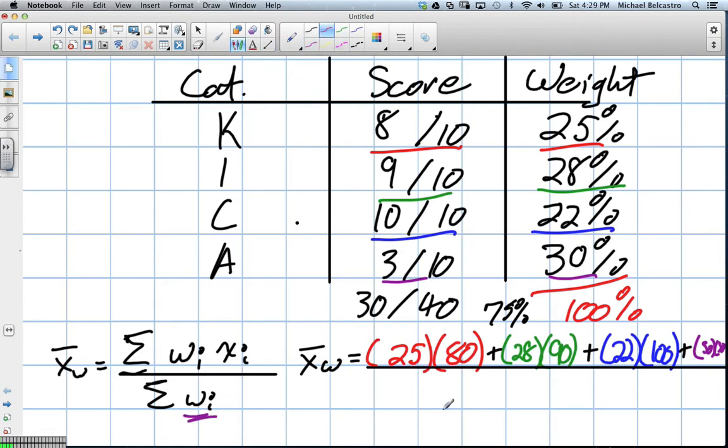Well, all of our weights are 25 plus 28 plus 22 plus 30. Okay, does this make sense so far? Okay, so we've set it up like this.